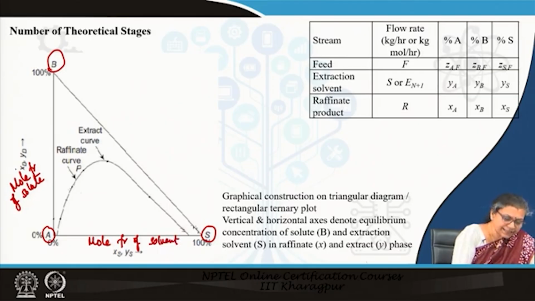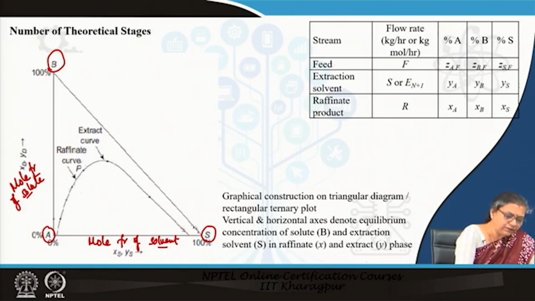Now, x's refer to the mole fractions in the raffinate phase, y's refer to the mole fraction in the extract phase. So, when I plot xB versus xS, it means I am plotting the mole fraction of the solute against the mole fraction of the solvent in the raffinate phase, and this is the curve that you generate from here, right.